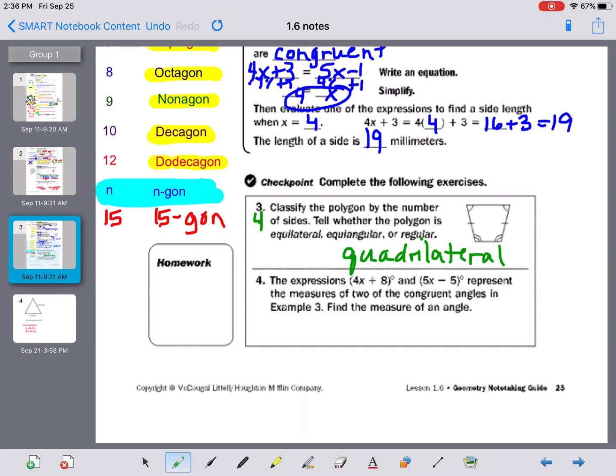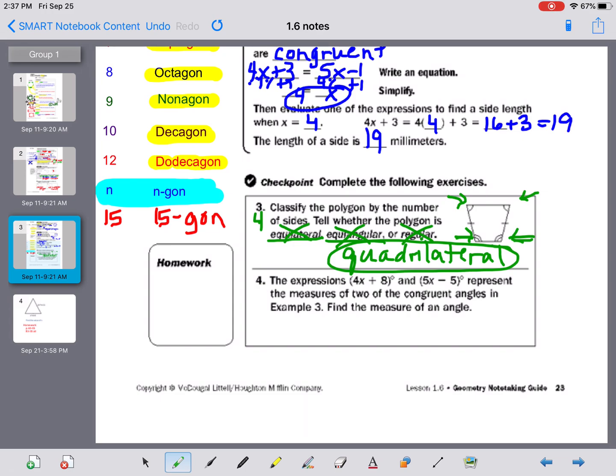It says tell whether this polygon is equilateral. Is it equilateral? Are all the sides marked equal? No, it doesn't work. How about equiangular? Do all the angles have the exact same marking? Nope, some have 1 and some have 2. So definitely not the same, right? So that's not true. If you get a no on both of those, you can't be regular either. So my final answer is just quadrilateral. I can't be more specific than that.